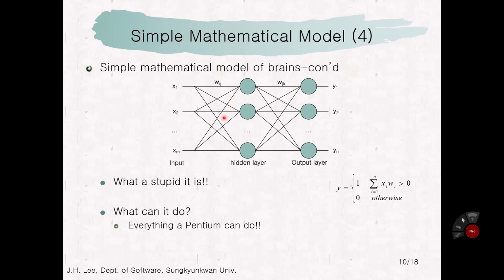Connection weight is a real number. So if you change the value of a connection weight, then the functionality of a neural network will change. That's a very important question. Very important factor. Okay, so this is an overview of a neural network.